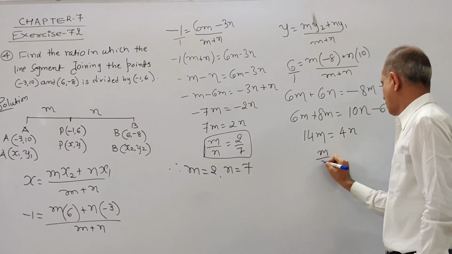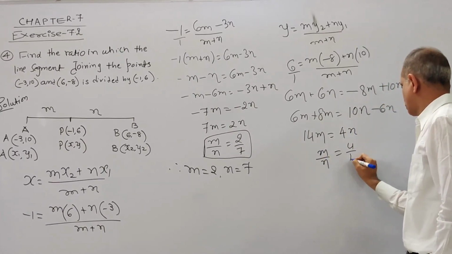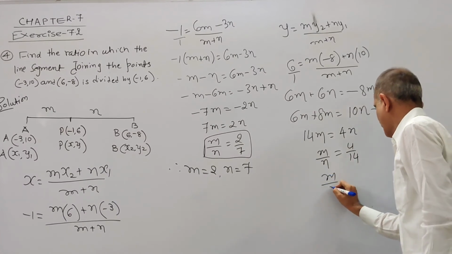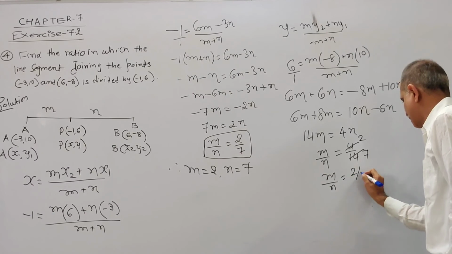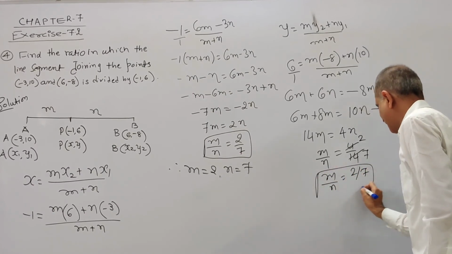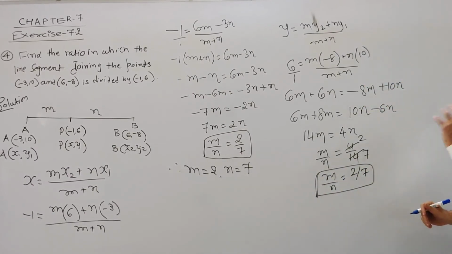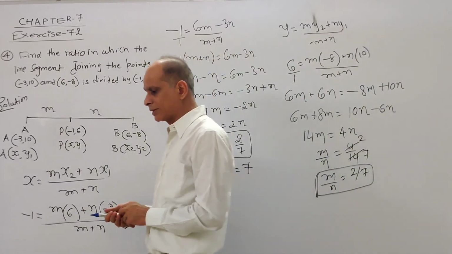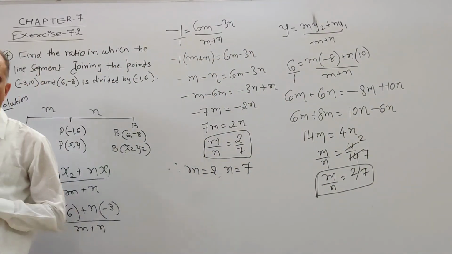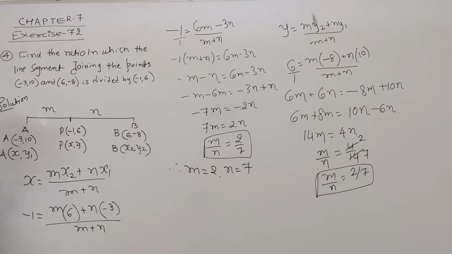So m upon n is equal to 4 by 14. m upon n is equal to 2 by 7. Again we get the ratio in which the line segment joining the points (minus 3, 10) and (6, minus 8) is divided by the point (minus 1, 6) is 2 by 7. So you can solve this example by taking the x coordinate as well as the y coordinate.